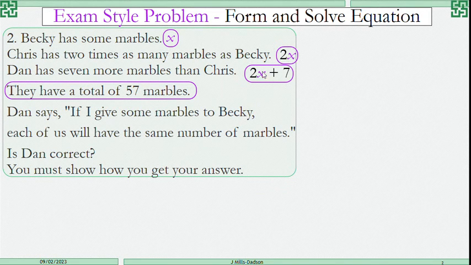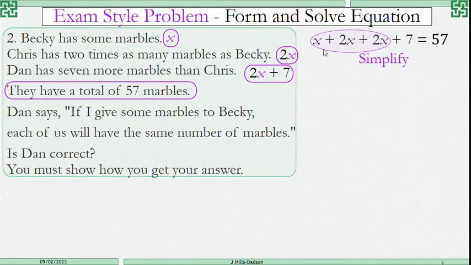Now, after you have formed the expressions, we need to form an equation. The total means the sum or the addition of all these marbles should give you 57. So we're going to add all these 3 sums. So we're going to have x plus 2x plus 2x plus 7 equals 57. Next, we simplify. So x plus 2x plus 2x. x actually means 1x. So you're going to have 5x plus 7 equals 57.